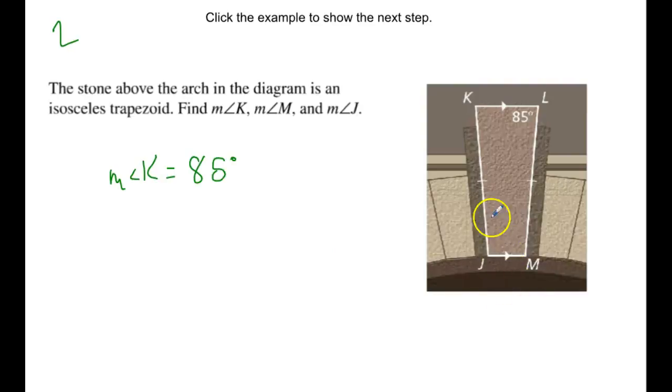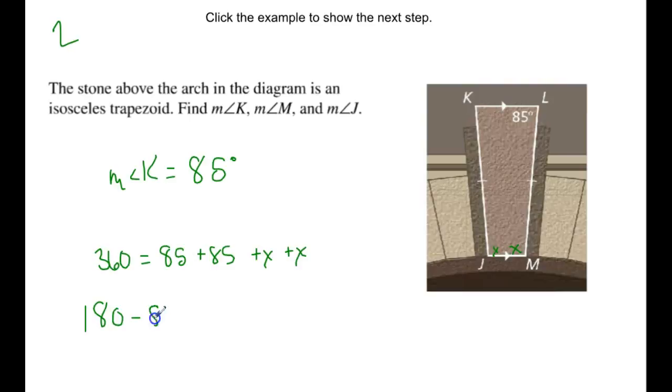So now I have to figure out what I have left between J and M. So this is a quadrilateral, so I know it has a total of 360 degrees. So I know that 360 equals that 85 plus 85 plus X, plus X, right? And I know that these are also the same because I'm told this is an isosceles trapezoid. So I know that since I have this 85 and this X, 180 minus 85 will give me X. Right? So I know that X will end up being 95 degrees.